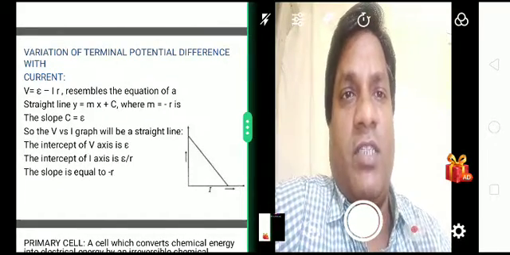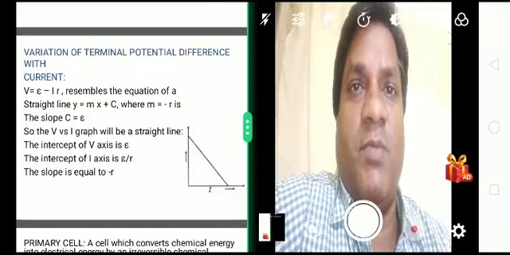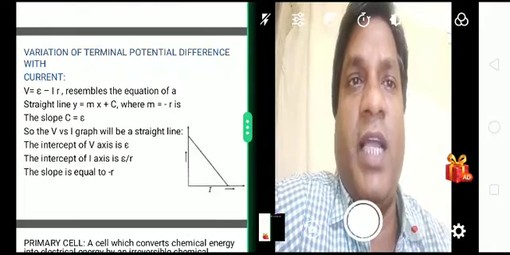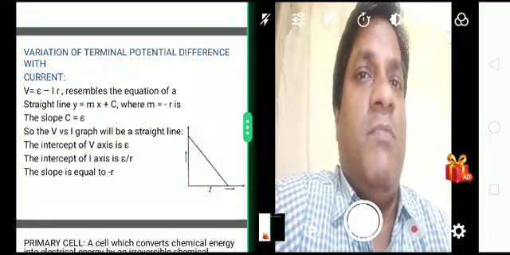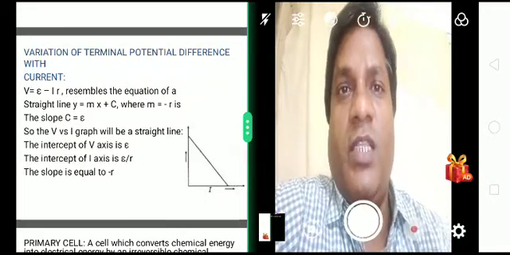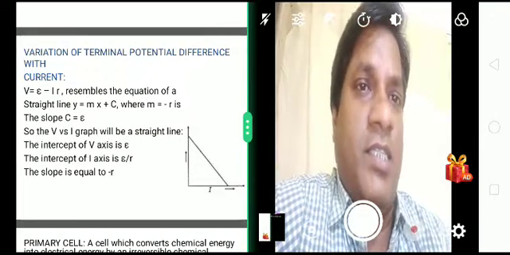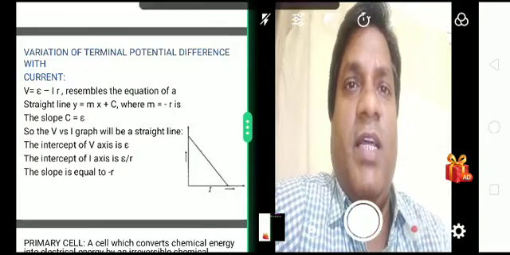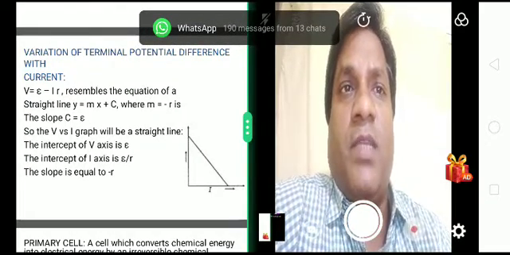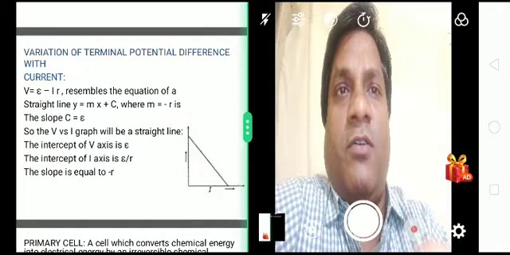Now the y-intercept, that means the voltage intercept of the graph, is the value of V when I equals 0. So see from the above equation, if you put I equals 0, then V will be equal to E. So the intercept of the y-axis here gives the EMF. Similarly, put V equal to 0 and you get the intercept of the x-axis is equal to EMF by internal resistance. And the slope of the graph as discussed earlier is minus r. So negative of slope will give the internal resistance of the cell.